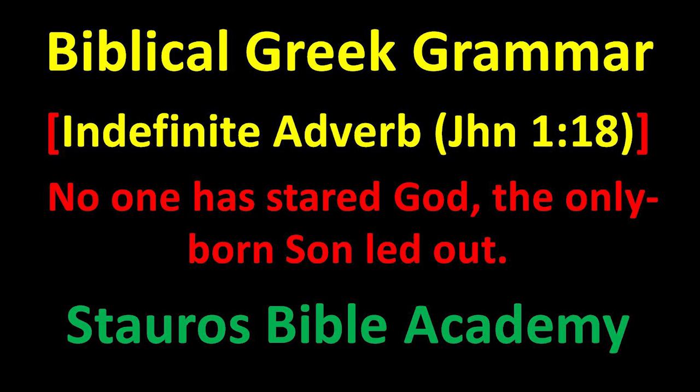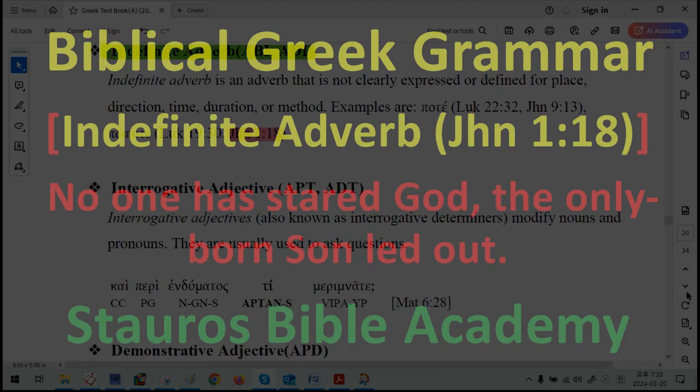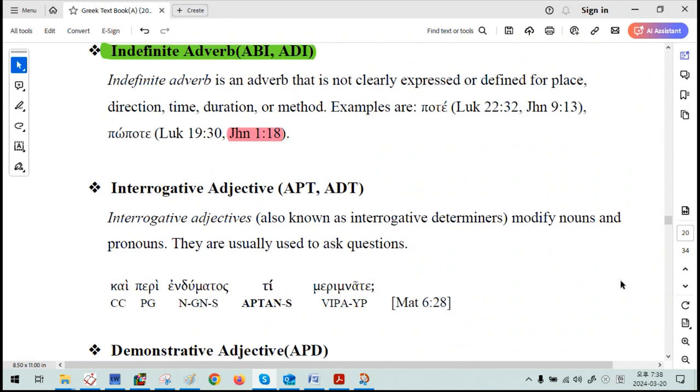Today, we continue to study Greek grammar. We are studying the indefinite adverb, as you're looking at the screen here. Today is the last verse that we are practicing about indefinite adverb. Indefinite adverb is an adverb that is not clearly expressed or defined for place, direction, time, duration, or method.